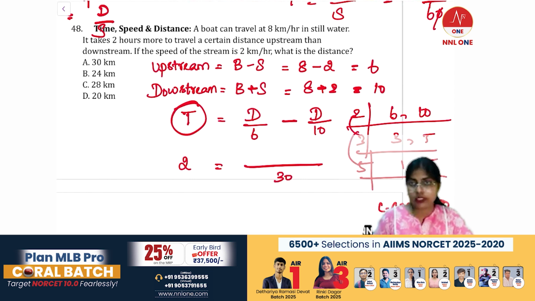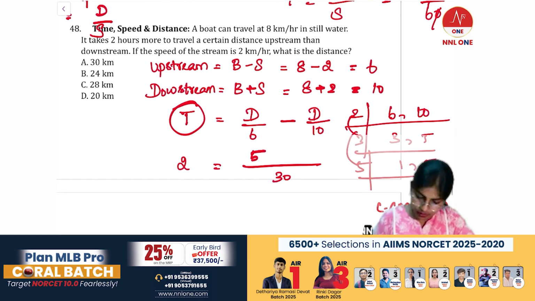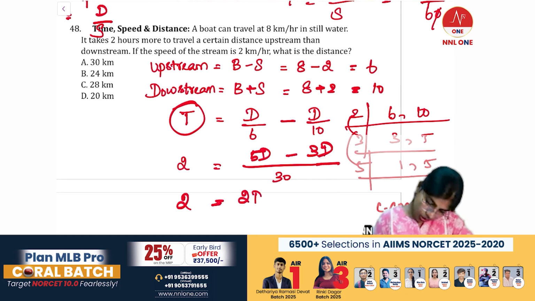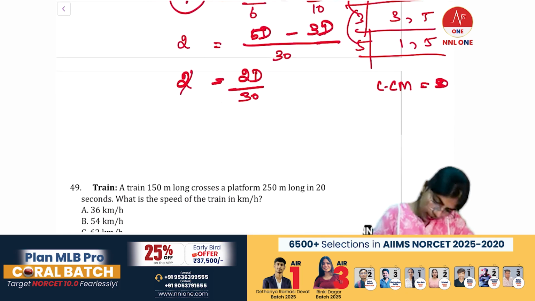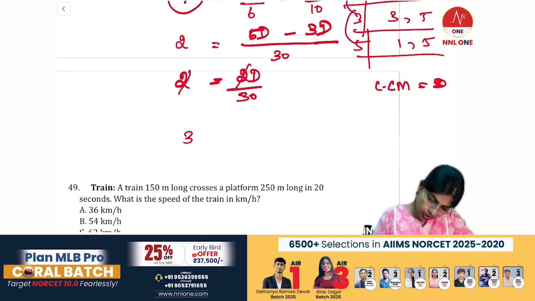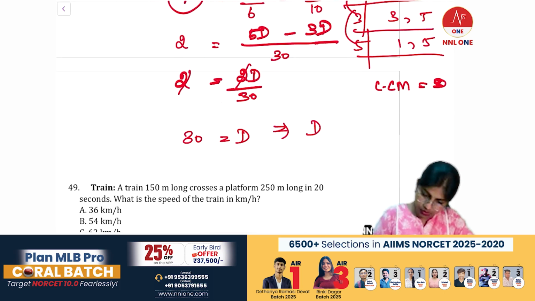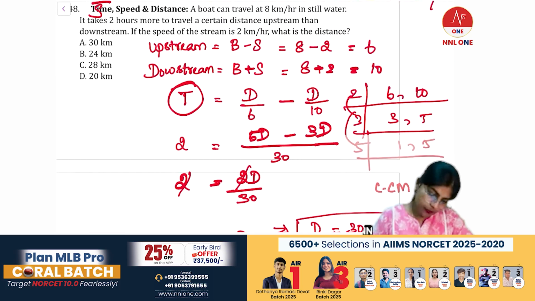6 how many times is 30? 5 times, so D into 5, 5D. 10 how many times is 30? 3 times, so D into 3, it is 3D. 2 is equal to 5D minus 3D, which is 2D by 30. I think we can cancel 2 and 2. So 30 is equal to D. So D is equal to 30. So the distance is 30.